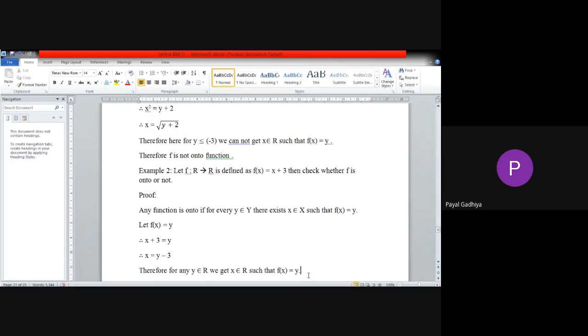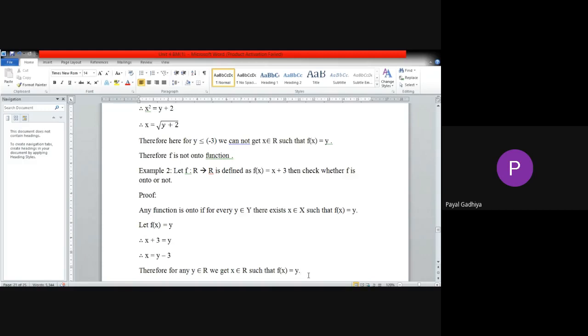Yes or no? What is your doubt, Yashraj? Yashraj, what is your doubt? If your voice is breaking, then you just leave the meeting and join it again so that it will be clear.